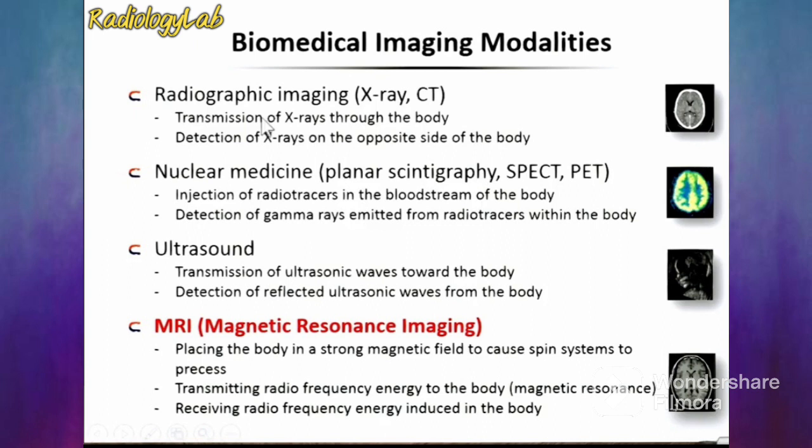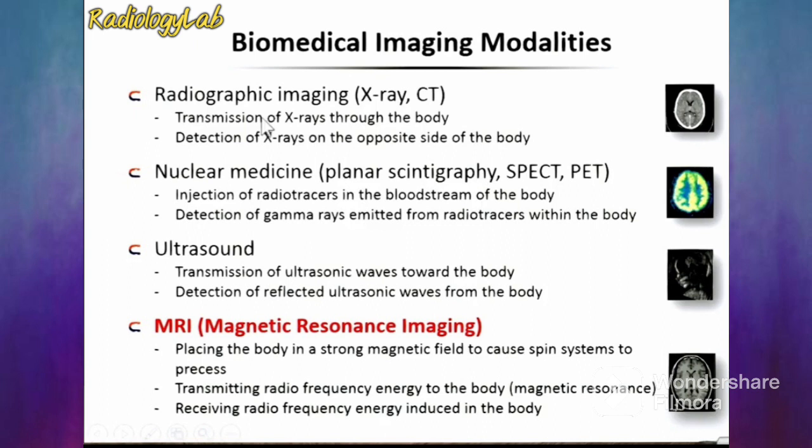We have four different categories for biomedical imaging modalities. First, we have radiographic imaging, which has X-ray and CT. So it is about the transmission of X-rays through the body and detection of X-ray on the opposite side of the body. Nuclear medicine includes planar scintigraphy, SPECT, and PET scan.